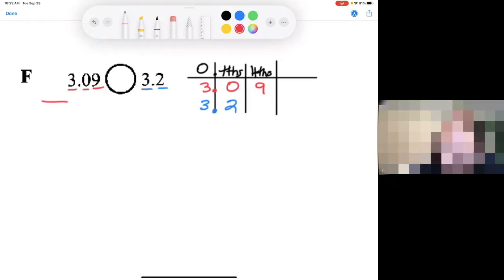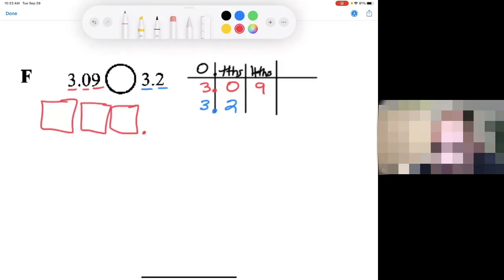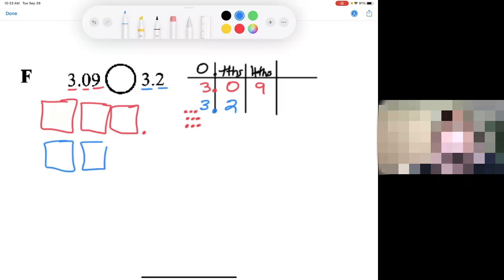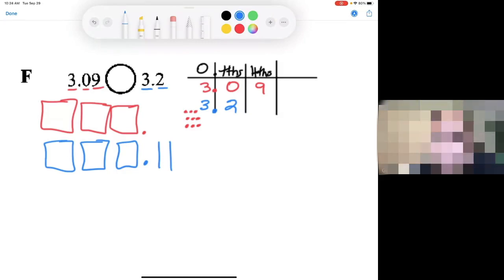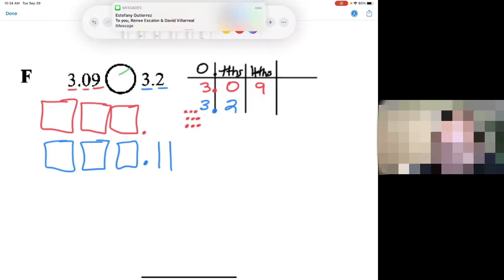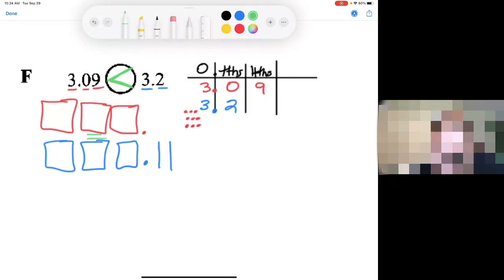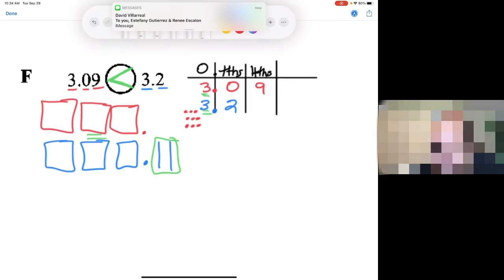Let's sketch them. We have 3 wholes, nothing in the tenths place, and 9 hundredths. And over here we have 3 ones, or 3 wholes if you want to say it like that, and 2 tenths. 3 and 9 hundredths is what? Then 3 and 2 tenths. Less than, yes. So less than has to open to the bigger guy, and I agree, because they're the same here, but this one's bigger here, okay? They are the same here, but this one's bigger here.